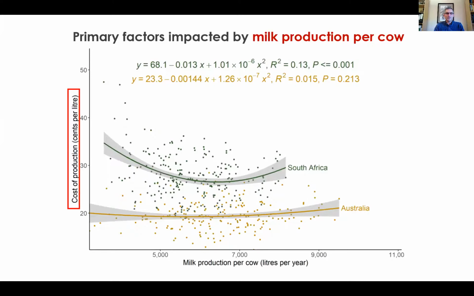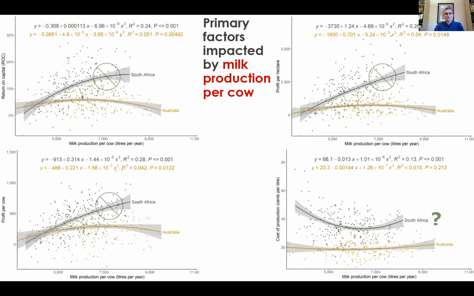This graph outlines the impact of milk production per cow on cost of production per litre. The trends appear quite similar in the two data sets, although the South African data has a significant relationship with milk production per cow, with this explaining a proportion of the variance in cost of production. In the unbiased Australian data set, milk production per cow has no effective impact on cost of production and explains none of the variance in cost of production. So these are the first four graphs. What else does milk production per cow influence?